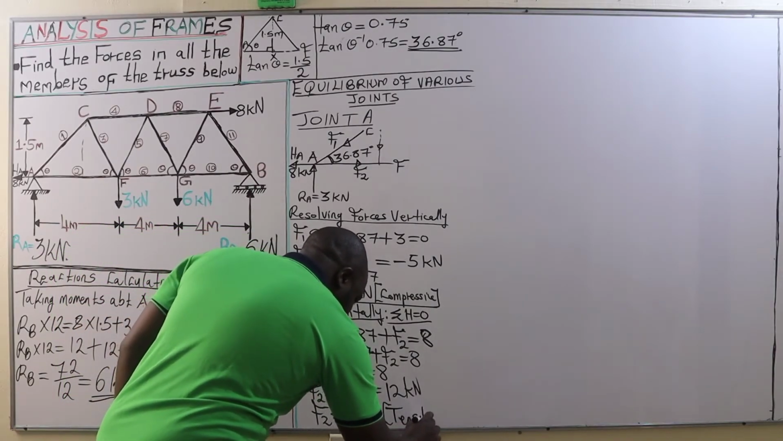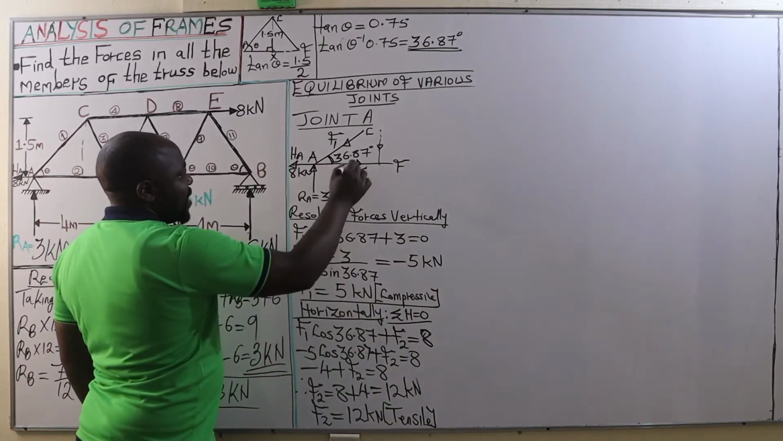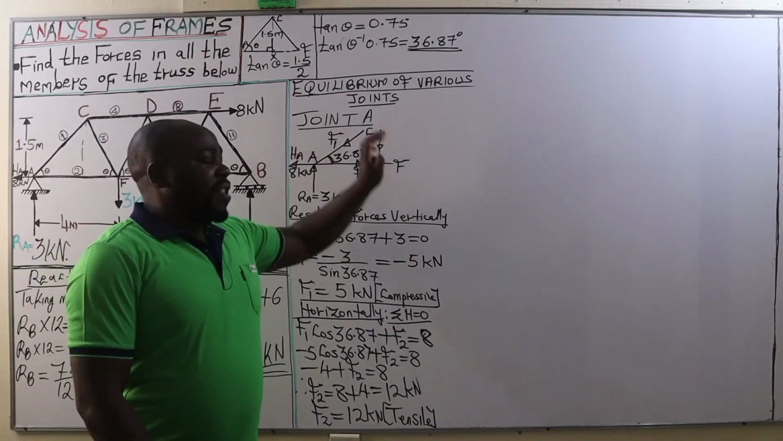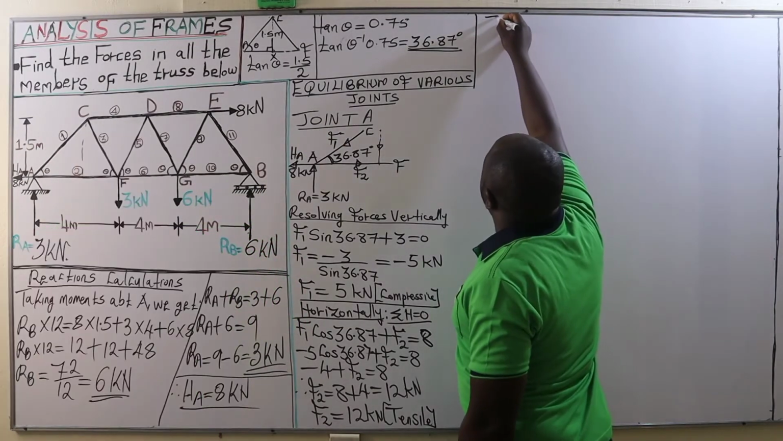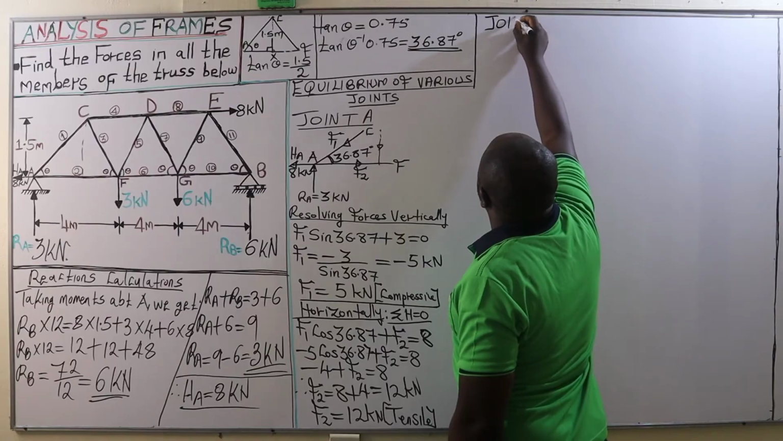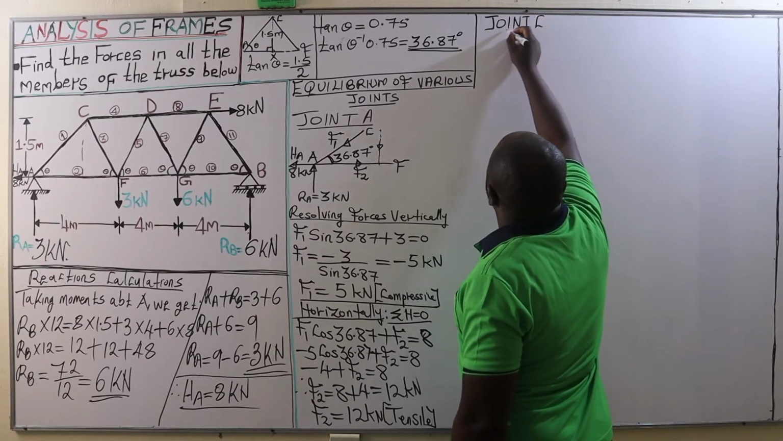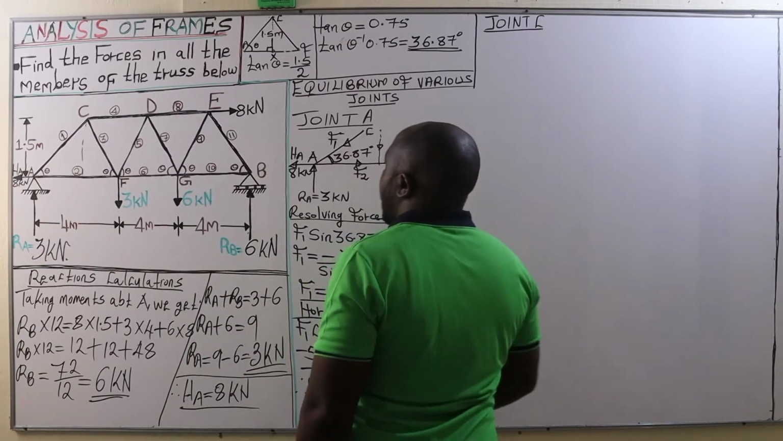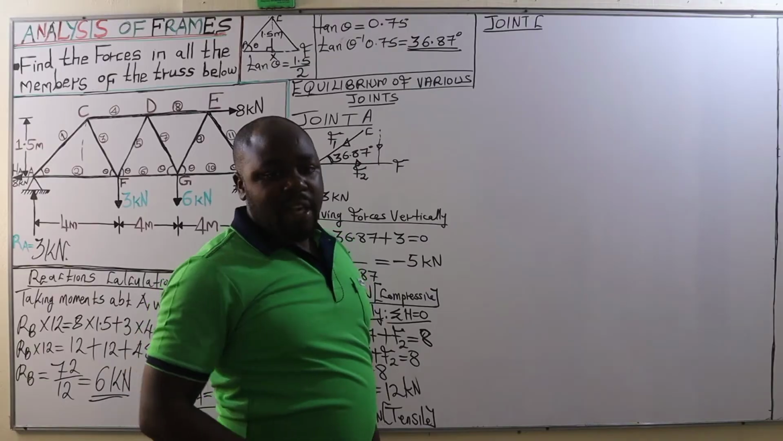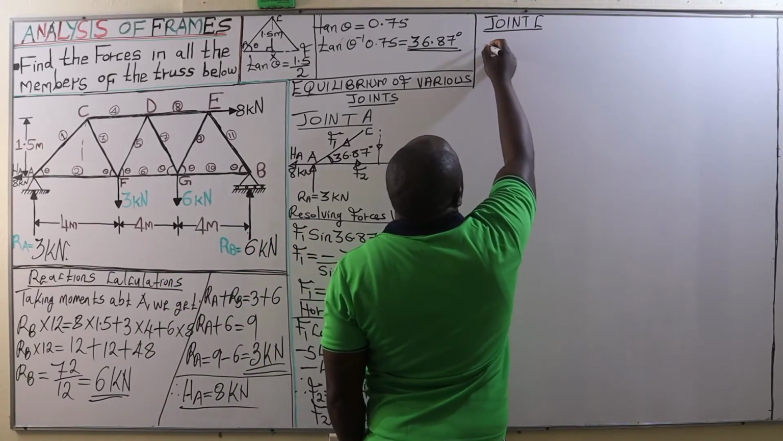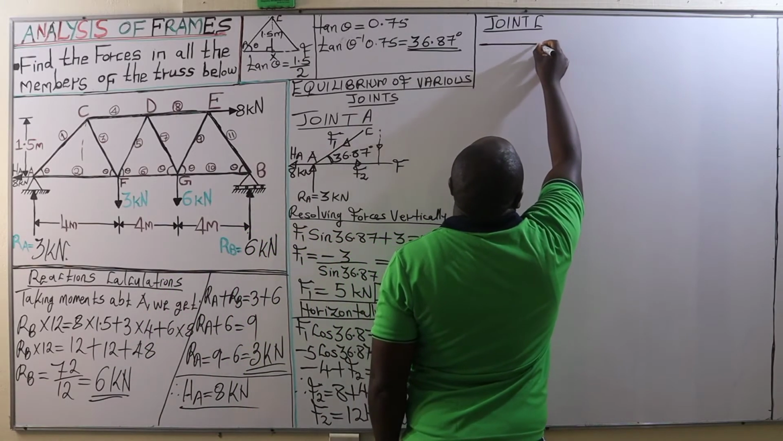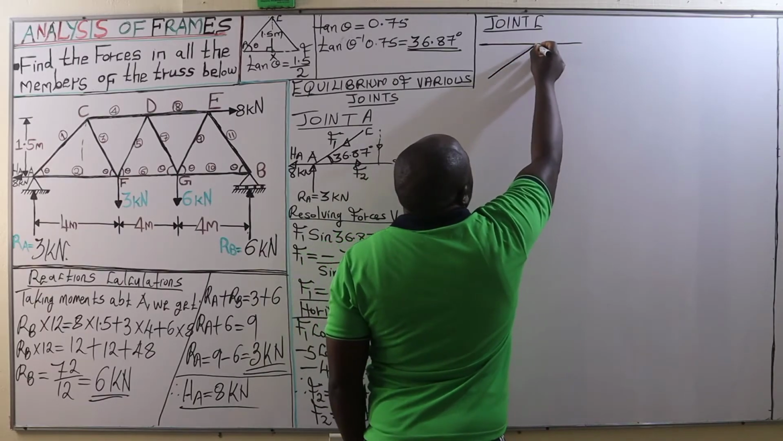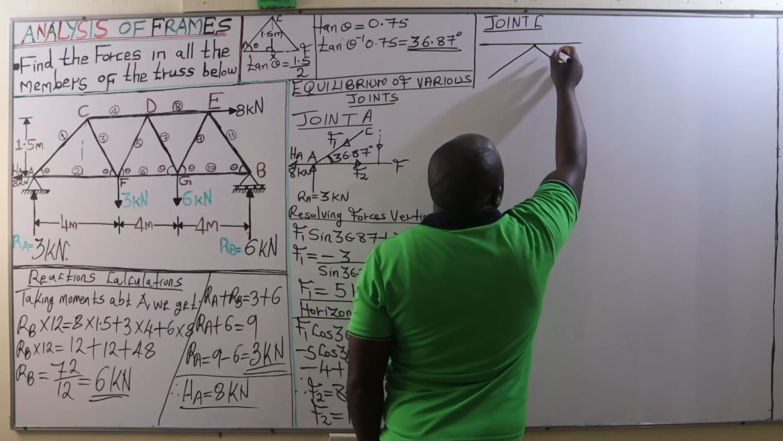Therefore, force F2 is a tensile force, just as we have indicated on joint B. The next joint we are going to consider is joint C. So from joint A, we go to joint C. Now, at joint C, we have the following. We try to plot it here. This is how joint C will look like.